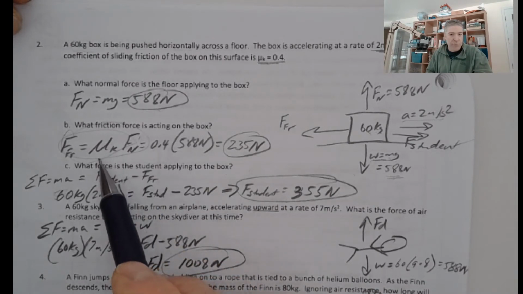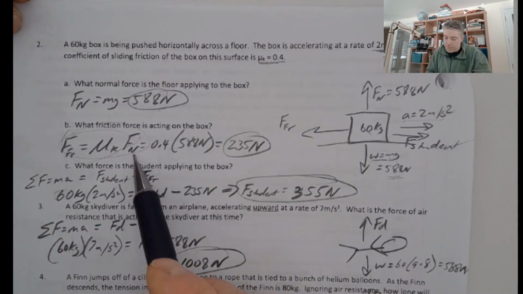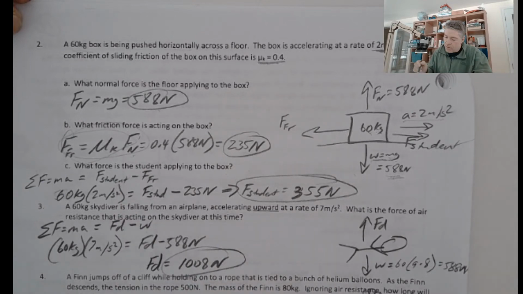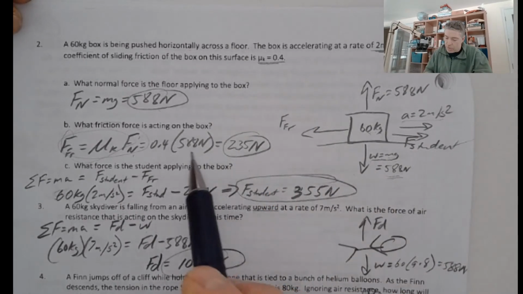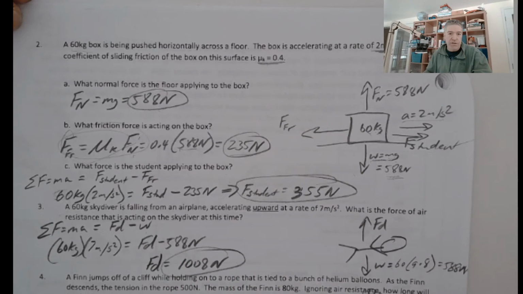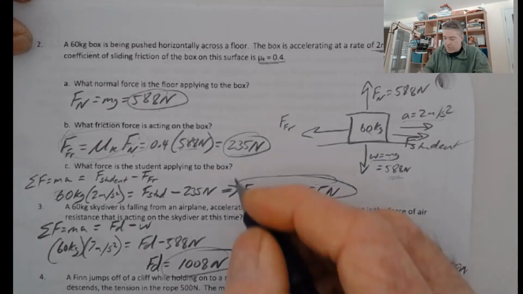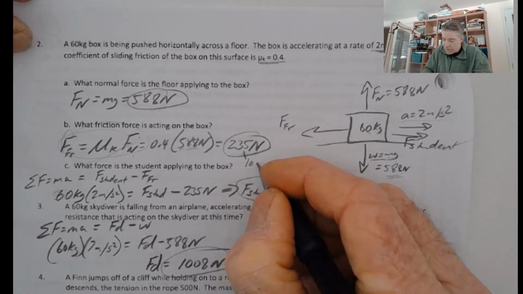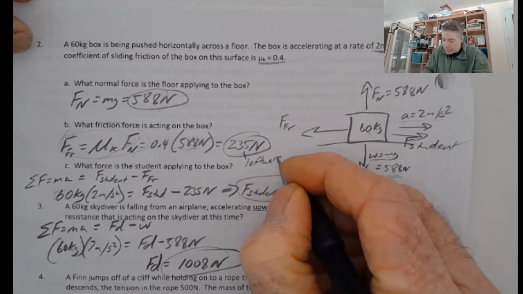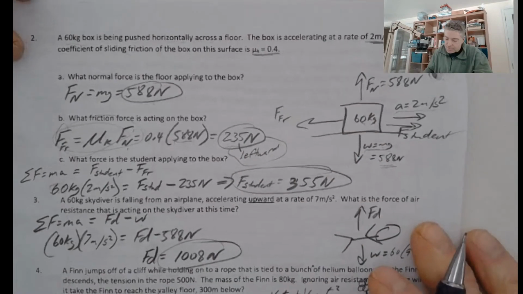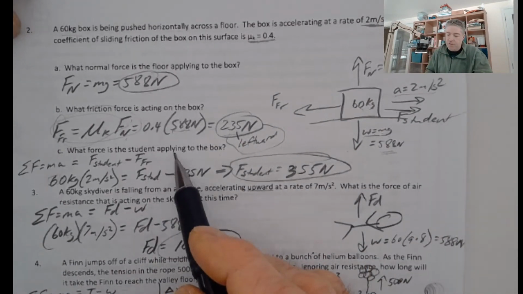What's the force of friction? Friction is mu times the normal force. And mu is 0.4, normal force is 588, so friction is 235. And maybe I should say negative 235 or 235 leftward, because I should really give a direction. What force is the student applying to the box?